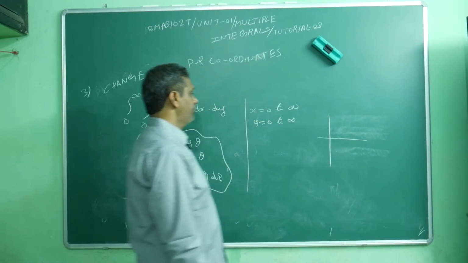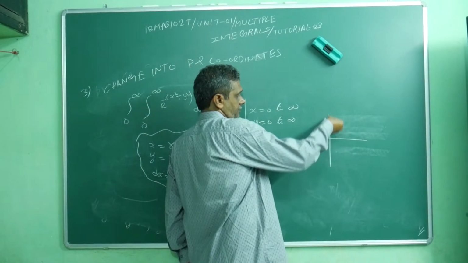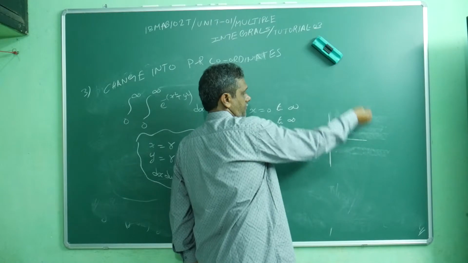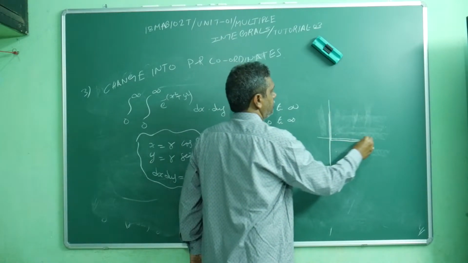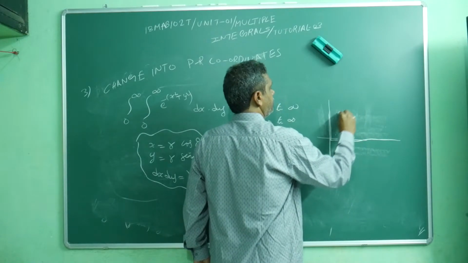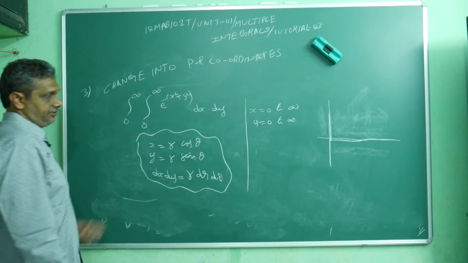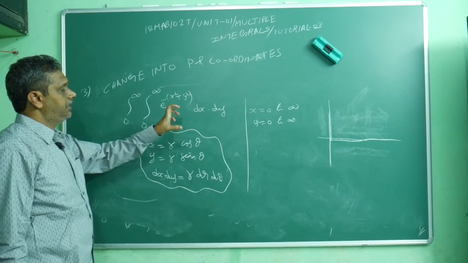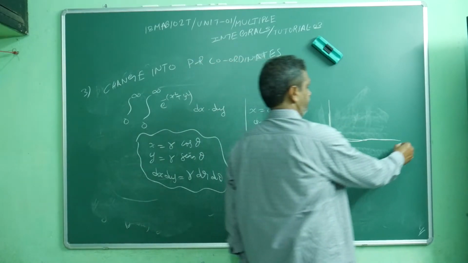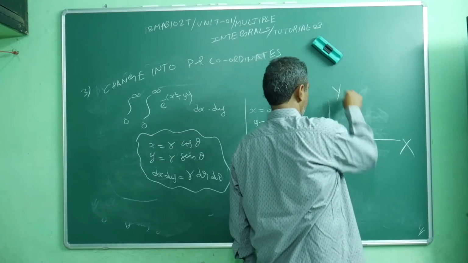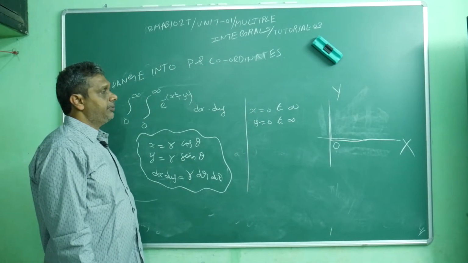Similarly, y is equal to 0 to infinity is this upper region. So the common area is what? This is the common area. Correct or not? Now my x is 0 to infinity, y is 0 to infinity, the combination of these two is what? First quadrant. Correct or not? Now writing polar coordinates, what does it mean?